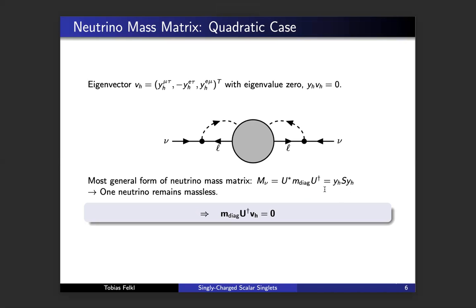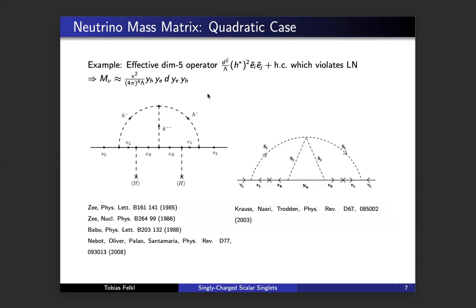And now it's sufficient to multiply this equation by the eigenvector just from one side in order to obtain 0 on the right-hand side. In the quadratic case, it's also possible to realize the gray blob in terms of an effective operator at dimension 5. And then the resulting neutrino mass matrix will be quadratic in the charged lepton masses, since here both of the insertions of the standard model Higgs vev will be associated to chirality flips on internal lines.